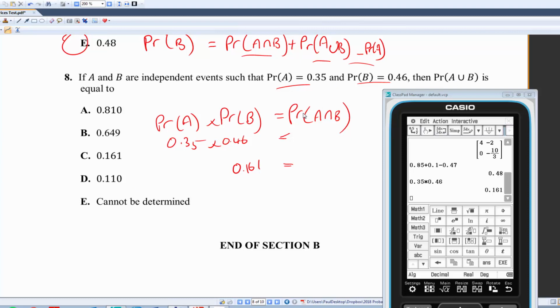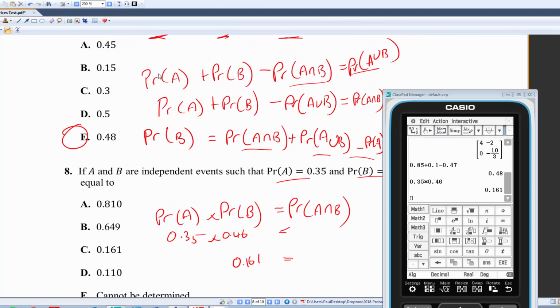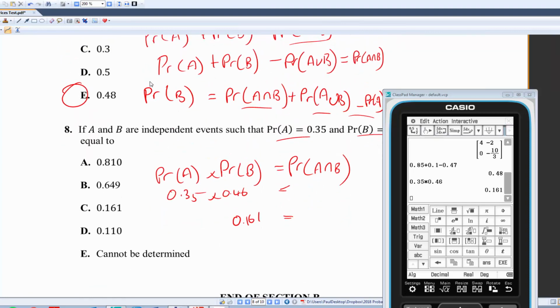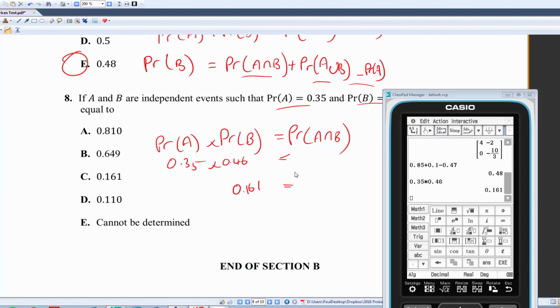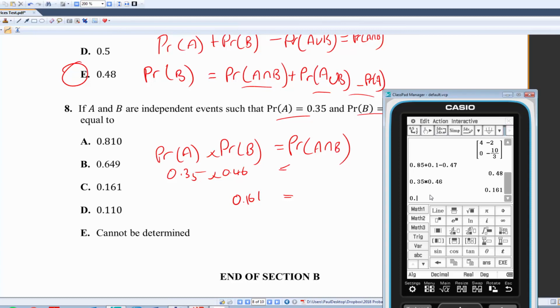Now what? Well, what I want is the union. And I've got the intersection now and the probability of A and the probability of B. Brilliant, that's just the addition rule. And which version? I want the union, so it's this version here. All I'm going to do is A plus B take away the intersection. So back over here, I'm going to go 0.35 plus 0.46, and I'm going to remove the intersection that I just found, which was 0.161, which gave us 0.649, that one there.